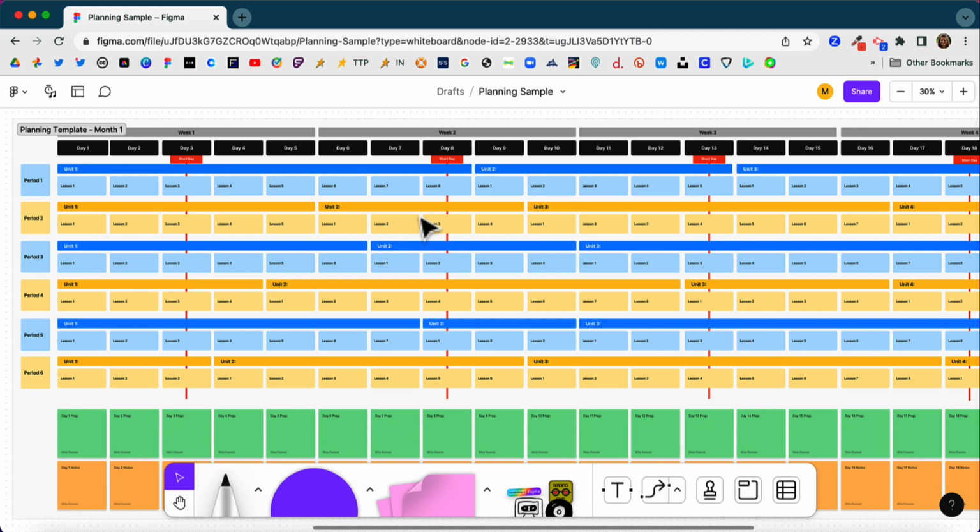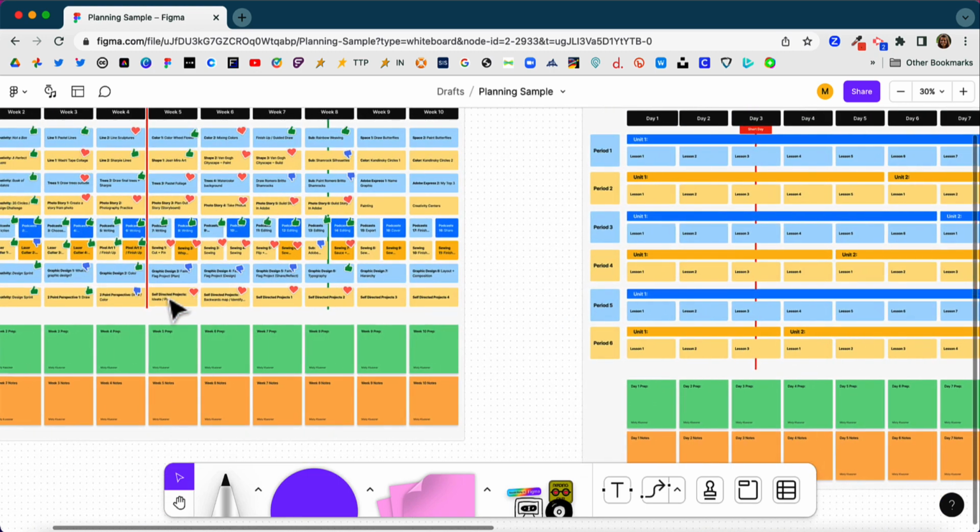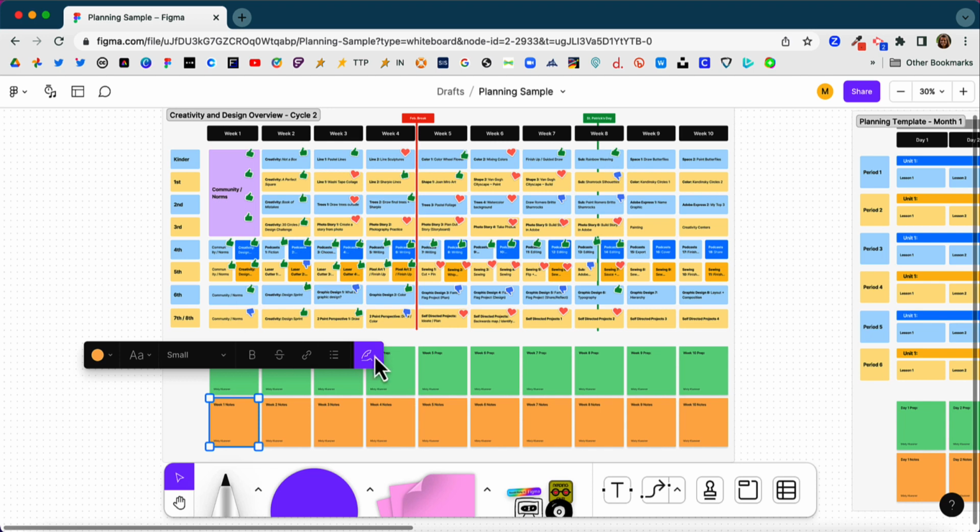Then what I love about Figjam is it's collaborative, right? So for me, I am a lone teacher at my school for my subject. There's no one else that does what I do. So what would be great is now I could really talk to other teachers. I can share this with another art teacher or creativity teacher at another site in my district. I could even share it with another person all the way across the world, and we can collaborate on units.